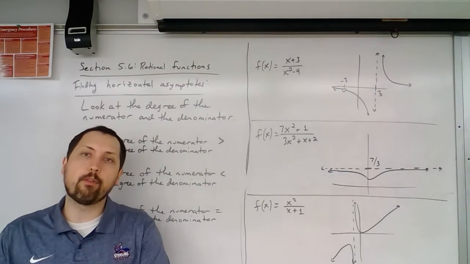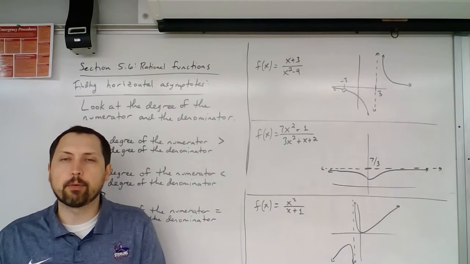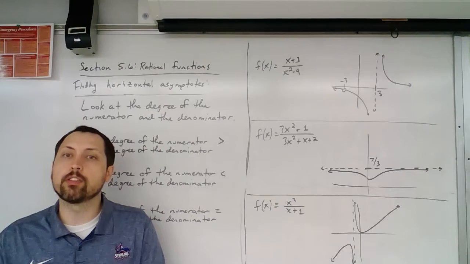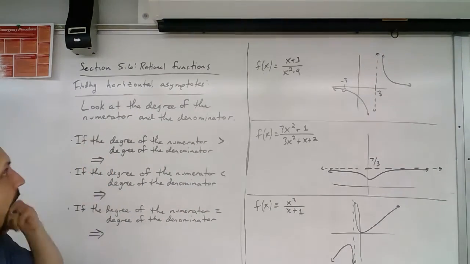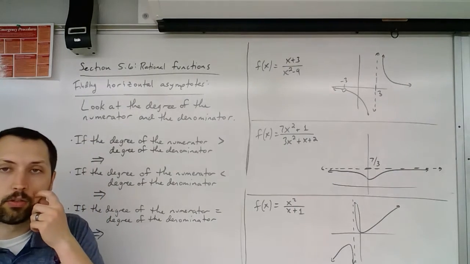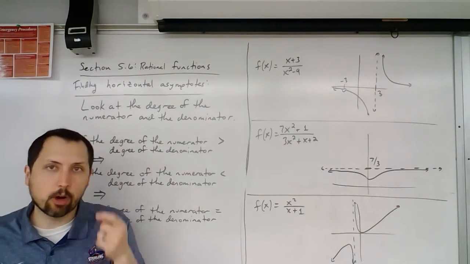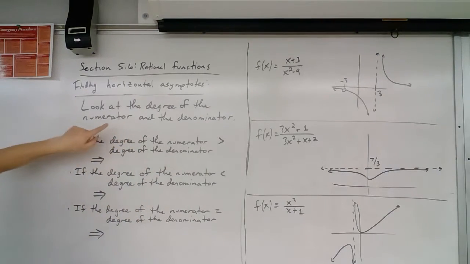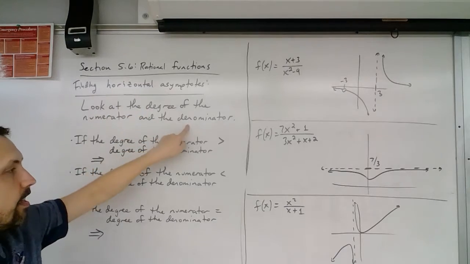So the other very important special type of thing that might appear with rational functions are going to be horizontal asymptotes. So let's take a look at how do we find horizontal asymptotes. So vertical asymptotes, that had to do with the denominator equaling 0. Horizontal asymptotes instead is going to be looking at the degree of the numerator and the denominator.